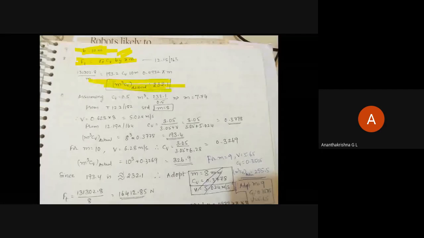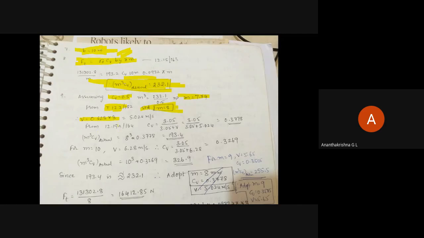Next, we need to find out M cube CV actual by initially assuming CV to be equal to 0.5. So get the M value from M cube CV desired, get the value of M, and standardize the value of module from table 12.2 by taking choice 1 or choice 2. That is, the next immediate higher value of module we take. Then multiply that standard module with the velocity that we found earlier in step number 5.